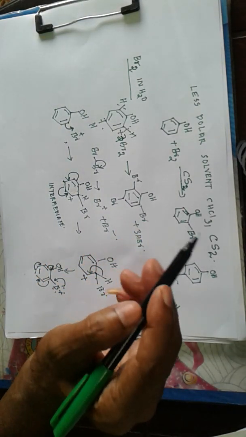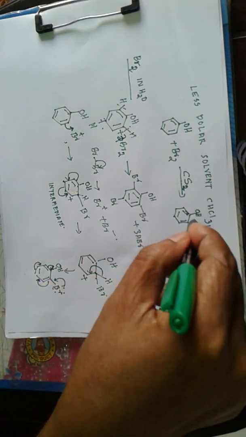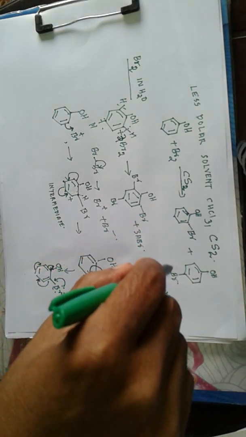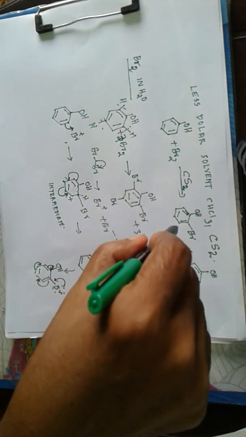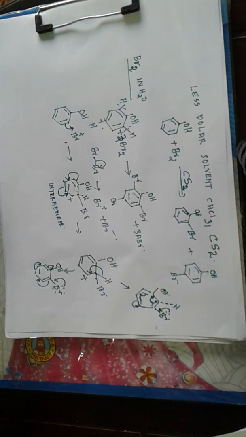Now, other reactions, that is the bromination reaction. Phenol can be brominated in a less polar medium like chloroform or carbon disulfide. We get the monobromo derivatives, that is ortho-bromophenol and para-bromophenol. See, the OH group activates the ring so that easy electrophilic substitution reactions occur.